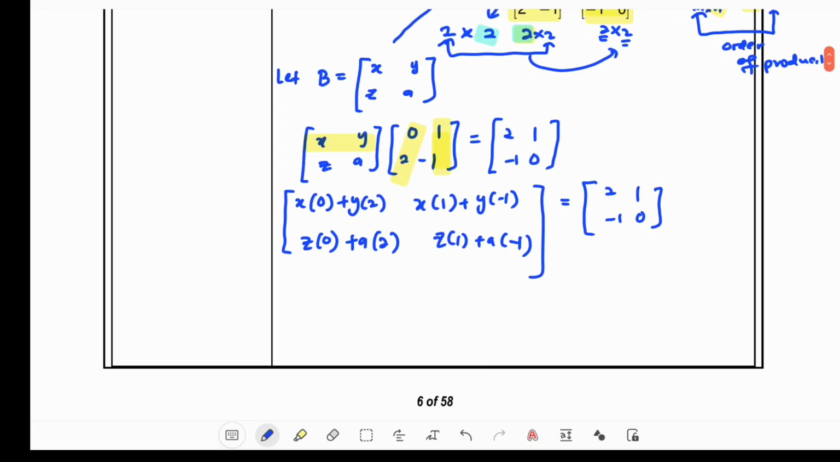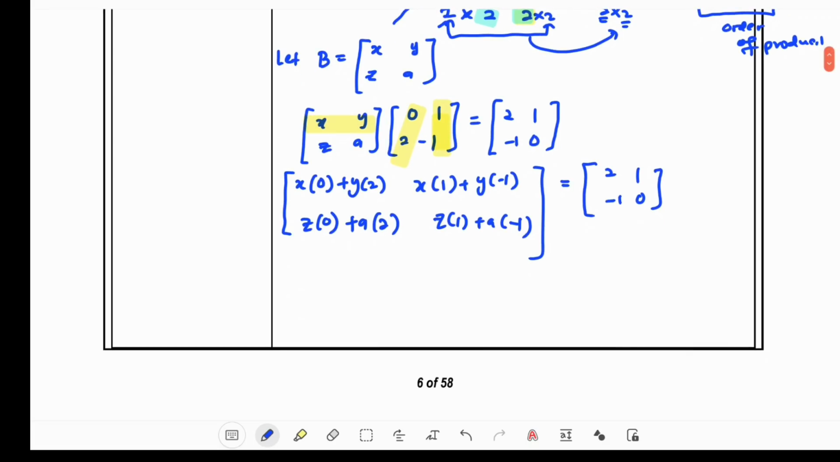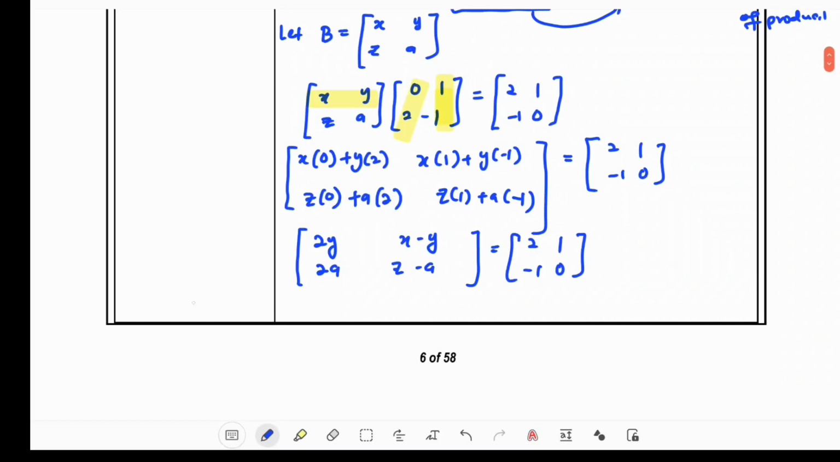Right, so when you have done listing all of these operations, you have to simplify it first before you compare. You have to simplify to the simplest form. Here you will get 2y, x minus y, 2e, z minus e equals 2, 1, negative 1, 0. So how to get the values of x, y, and z? You need to do the comparison according to its entry. So 2y will compare to 2. 2y equals 2, so that will give you y equals 1.